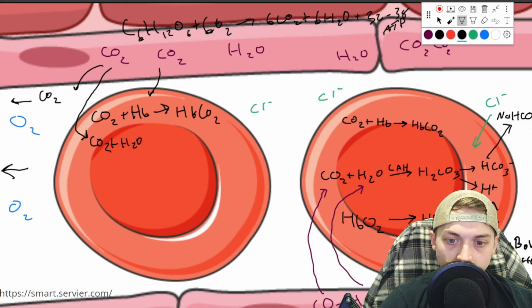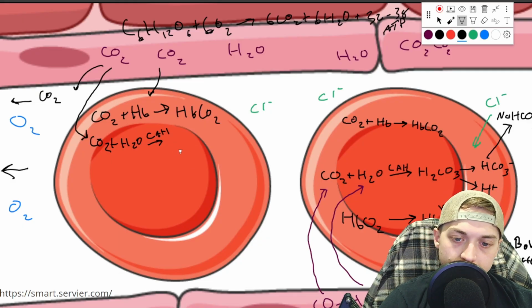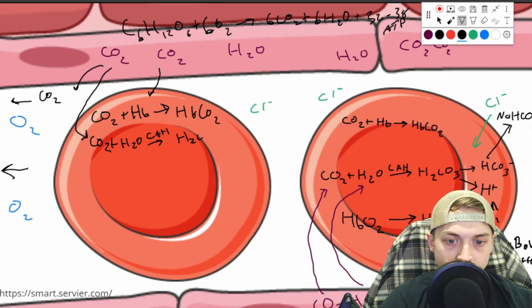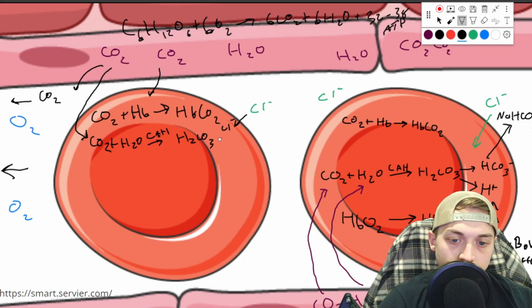And then these are going to react with an enzyme called carbonic anhydrase, so CAH. And that carbonic anhydrase is going to combine these two together, and you're going to get carbonic acid, which is H2CO3. Now, your body is like, hey man, what's going on? And then a chloride ion is going to get exchanged. It's going to come in here, and it's going to live here. So Cl minus. And then a hydrogen ion is going to fall off.